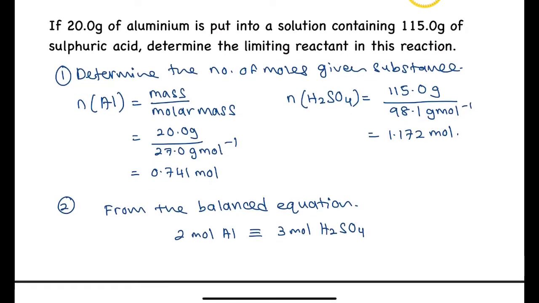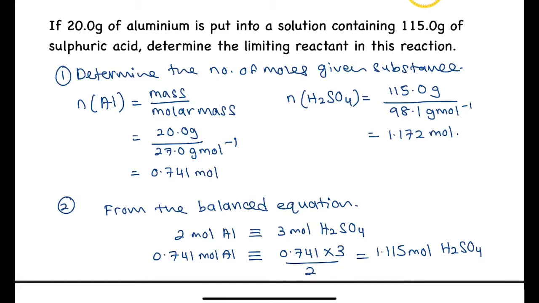However, for the purpose of the reaction, we will be only using 0.741 mole aluminium. Therefore, the number of mole sulfuric acid needed would be 0.741 multiplied by 3 divided by 2. The answer would be 1.115 mole sulfuric acid. This here is the number of mole needed.